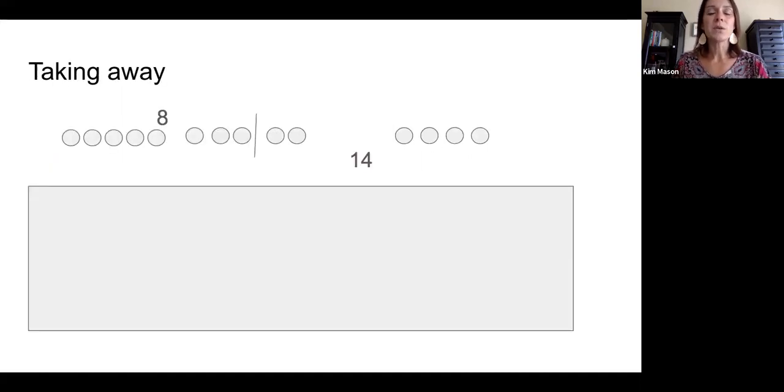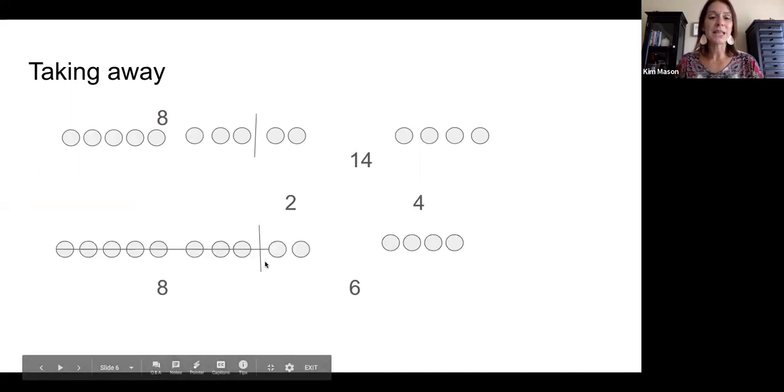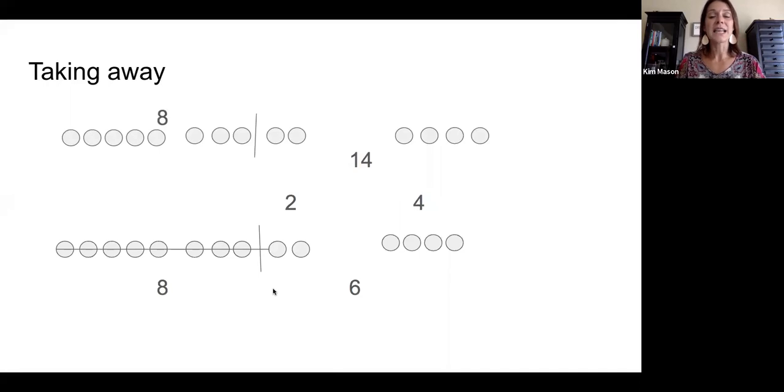We can also take away. We have a total of 14, so we take the total of 14 and we break it apart, and so we have the circles 1, 2, 3, 4, 5, 6. Here we can see we take away the 8, and there are 6 remaining.